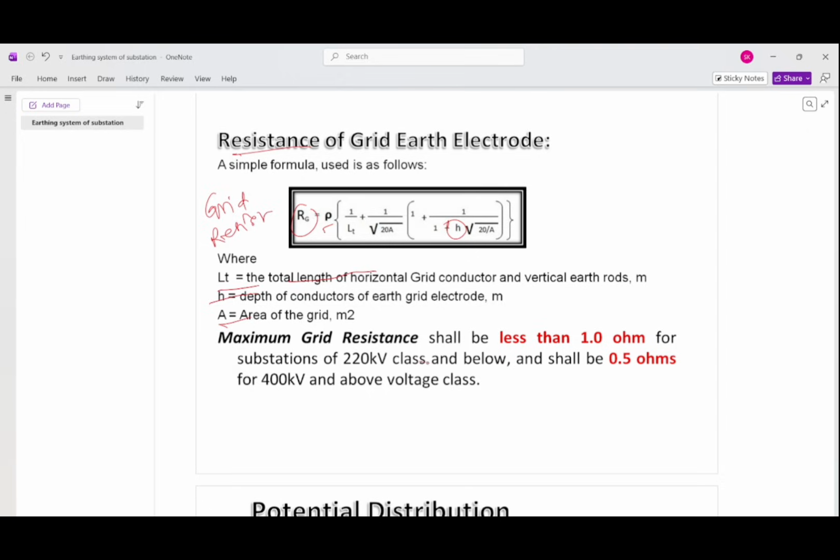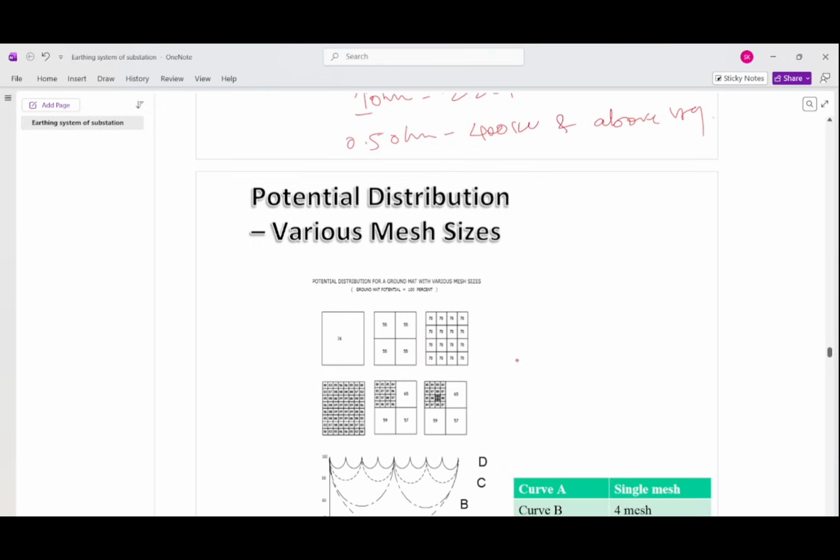calculate the grid resistance. Maximum grid resistance shall be less than 1 ohm for substations of 220 kV class and below, and shall be 0.5 ohm for 400 kV. So 1 ohm is okay for 220 kV and below, and 0.5 ohm for 400 kV and above voltages. So resistance is reduced as the voltage level is increased.